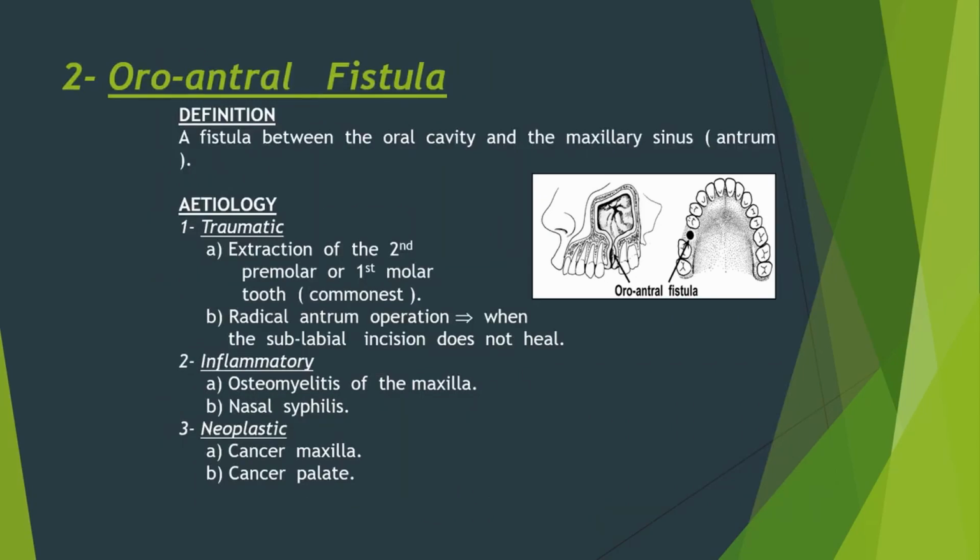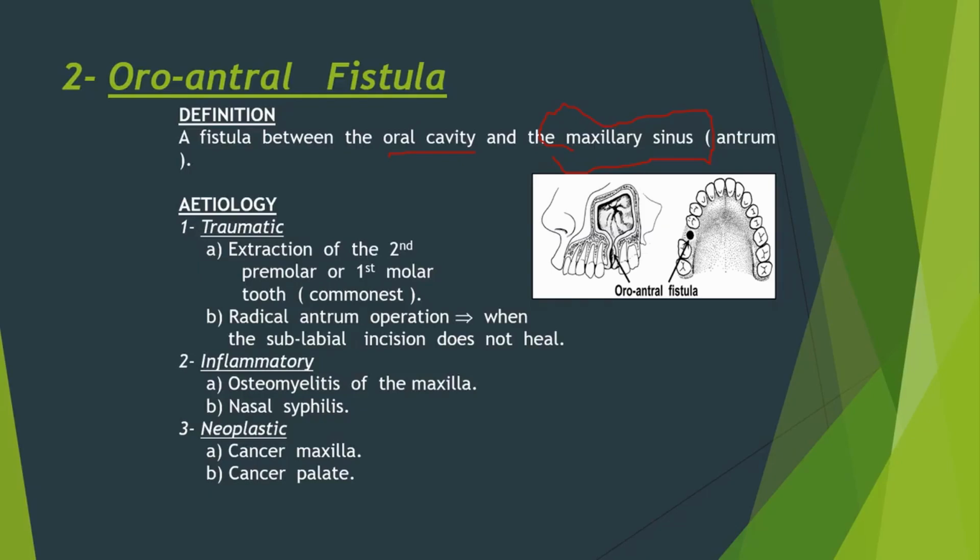Another type of trauma is the oroantral fistula, which is a fistula between the oral cavity and the maxillary sinus. It may be traumatic due to extraction of the second premolar or first molar tooth, which is the commonest cause, or by doing a radical antrum operation when the sublabial incision does not heal.